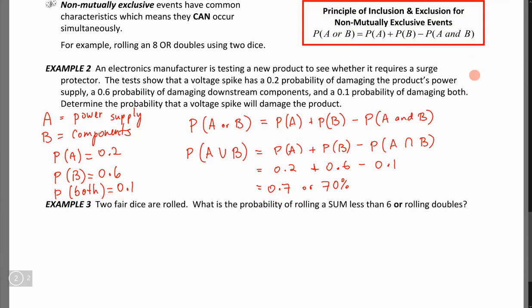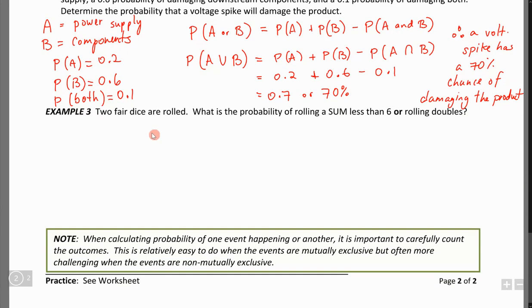Okay. So my concluding statement here would be, therefore, a voltage spike has a 70% chance of damaging the product, which means maybe if you're a manufacturer, you would probably want to invest in a surge protector for this product. Yeah. Okay, example number 3.